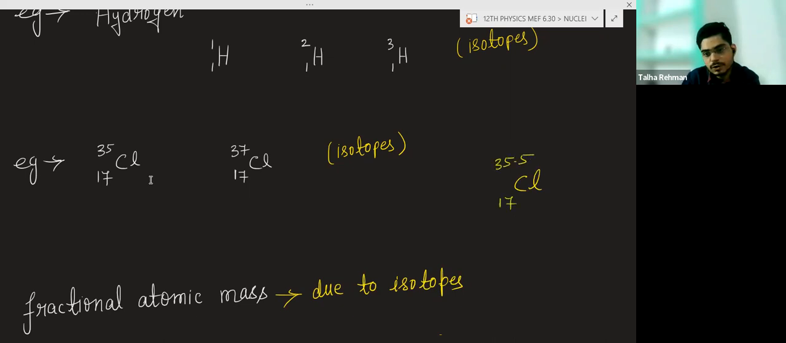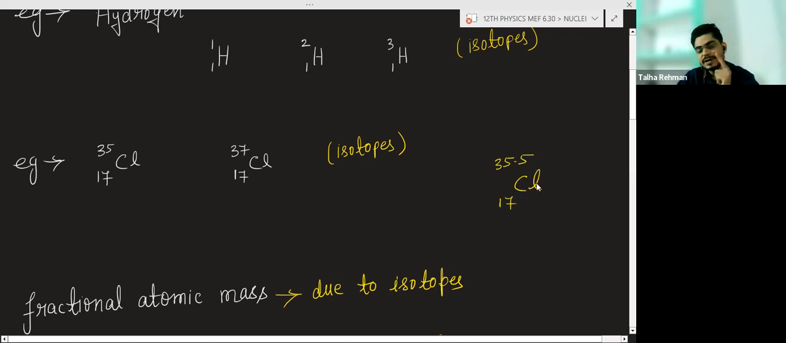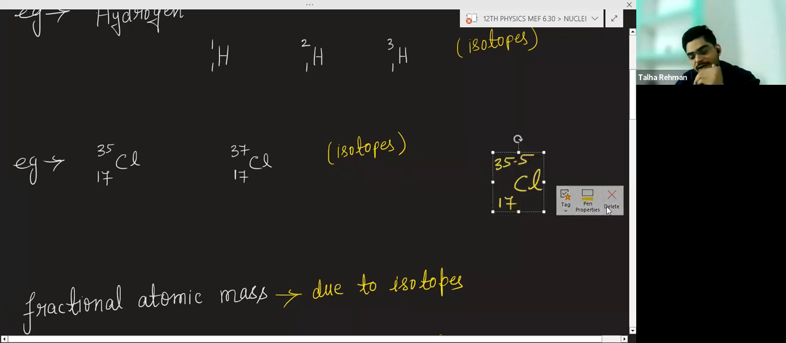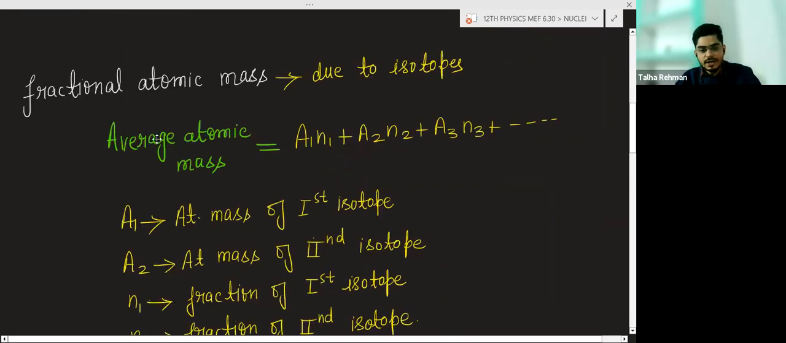17 35.5. Sometimes we write chlorine like this, and 35.5 is basically the average mass of the chlorine, and this average mass is due to the different isotopes of chlorine. There are two isotopes of chlorine. Okay, so you will understand.